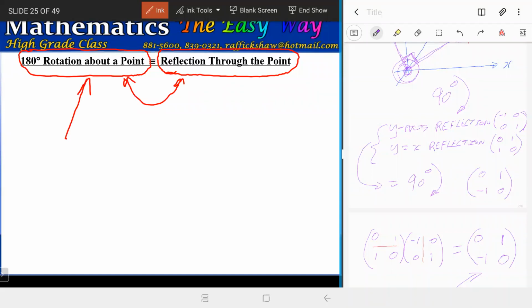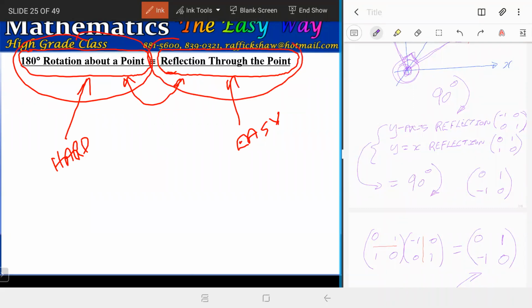The rotation is harder to construct. The reflection is easier to construct. So don't waste time trying to do the rotation; do this instead, because it is easier and the result is going to be the same. That's what this is about.